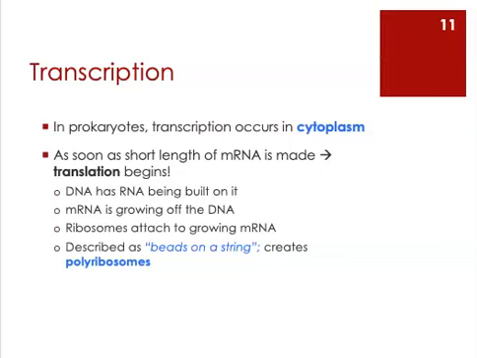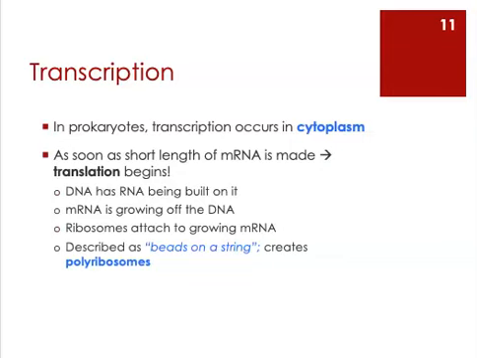So what happens in a prokaryotic cell is that while transcription is happening, as soon as a short length of RNA has been made, translation will go ahead and start. As soon as there's a little bit of messenger RNA produced, translation will begin. Ribosomes are going to attach to that growing piece of messenger RNA, and they're going to start this process called translation.